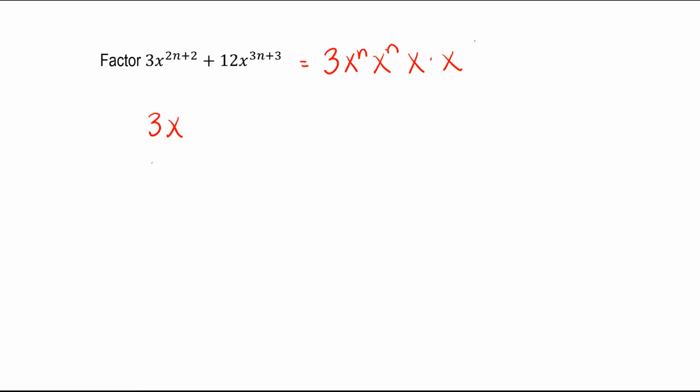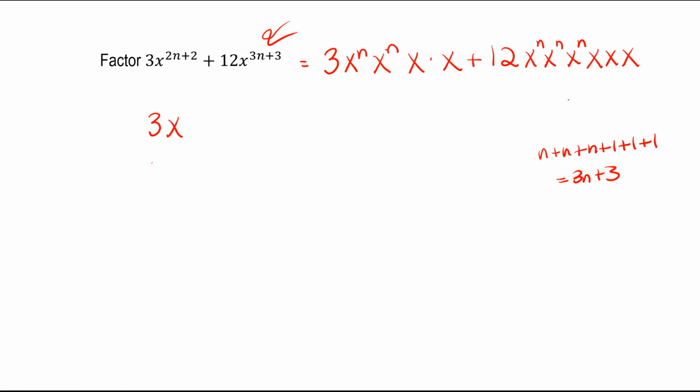And then if we look at the one with the 12, the second term, what are the factors of x there? Well, we've got 3 factors of x to the n, and we have 3 factors of x, right? Because that's n plus n plus n plus 1 plus 1 plus 1, which is 3n plus 3, which is the exponent on x right there.